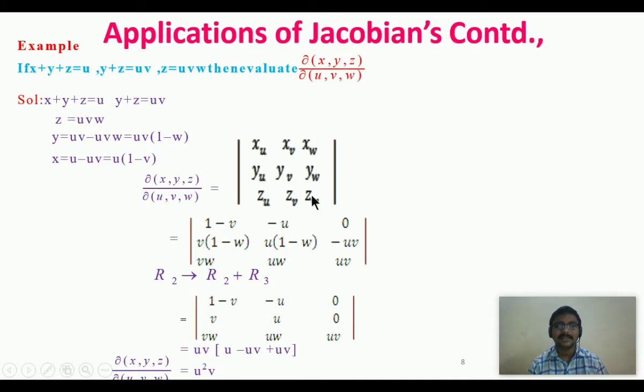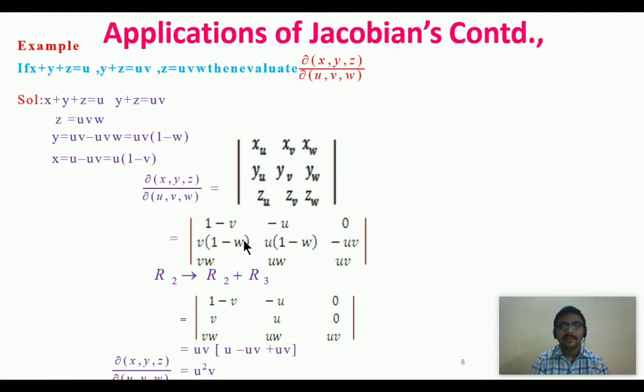Another example, zw. Zw means dou z by dou w. That is partially differentiating z with respect to w, keeping u and v constant. That is uv constant, w derivative is 1. So thus we will have uv. It is the value of zw. Similarly, other partial derivatives are also easily computed.